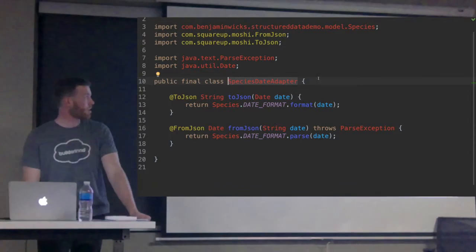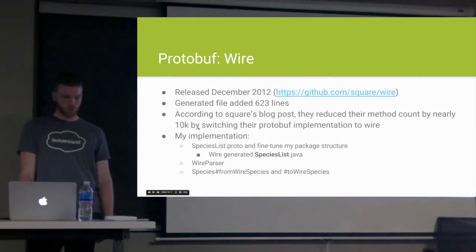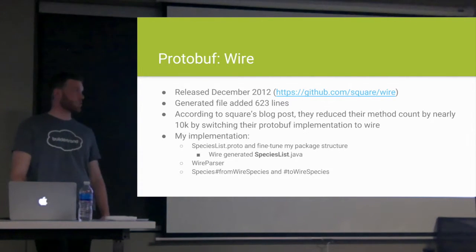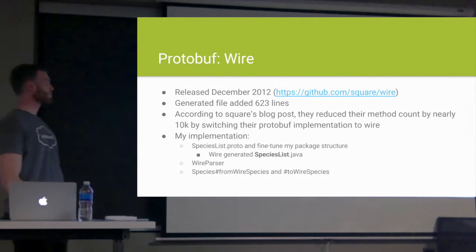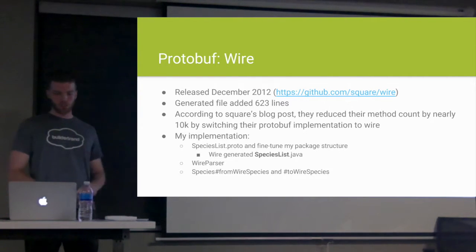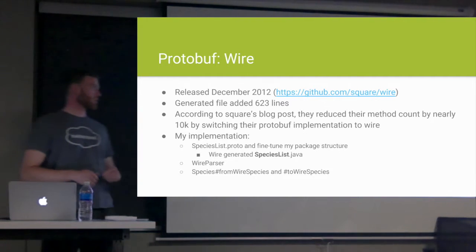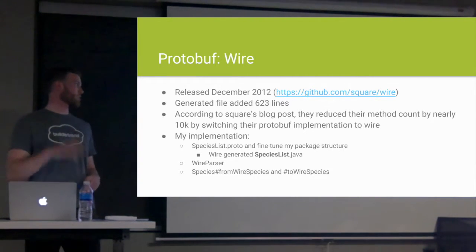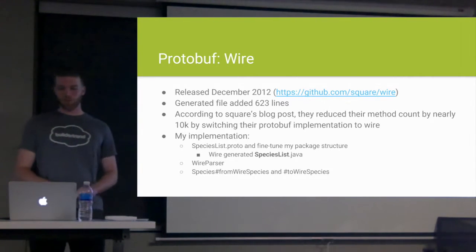So next, I'll talk about two libraries for protobufs. Wire was the library that I've been investigating, and it was also developed by Square. It was released about 4 years ago, still actively developed, obviously. The generated file that it created for me was about 600 lines. And Square was talking about how when they switched from their old implementation for protobufs to Wire, they decreased their app's method count by about 10,000.